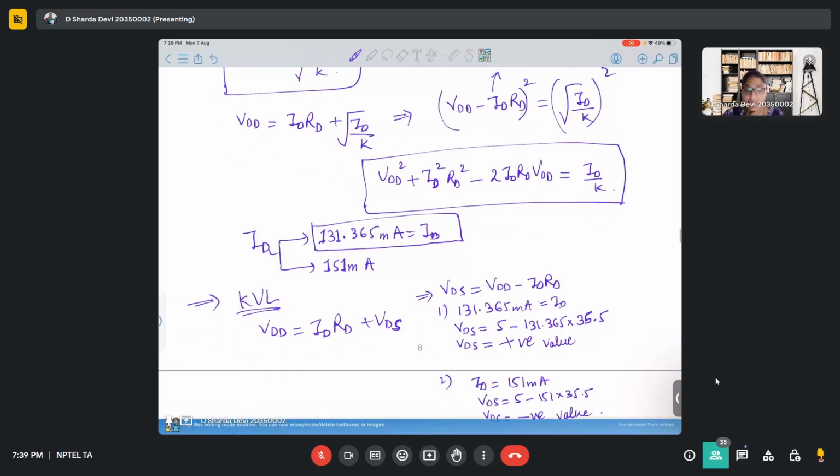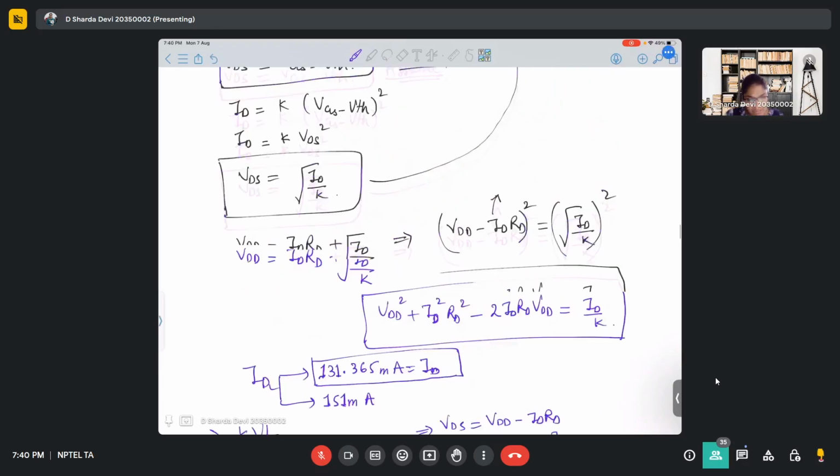I'm just asking because, ma'am, 131 is milli and 35 is kilo. So this resultant, I think, is higher than 5. That's what I'm asking. Is it higher than 5? This and the second one, both of them will be higher, I think. Or I am wrong, I don't know.